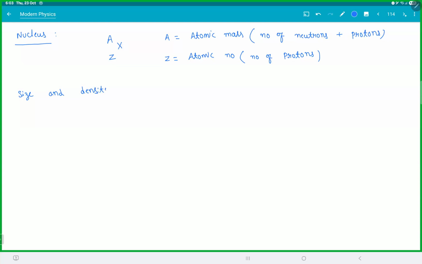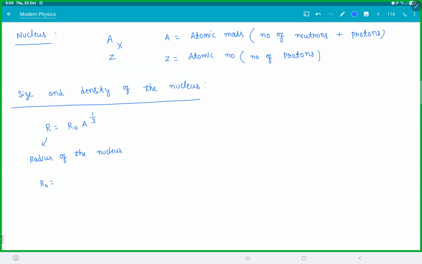Size and density of the nucleus. The radius of the nucleus is given by R equals R naught A power 1 by 3. Remember, this is not the radius of the atom. We are talking about the radius of the nucleus. R naught value is around 1.4 times 10 power minus 15 meters. This is your first formula in this.